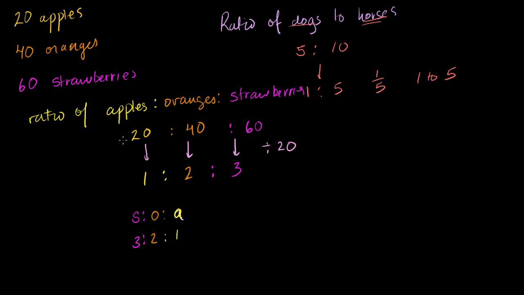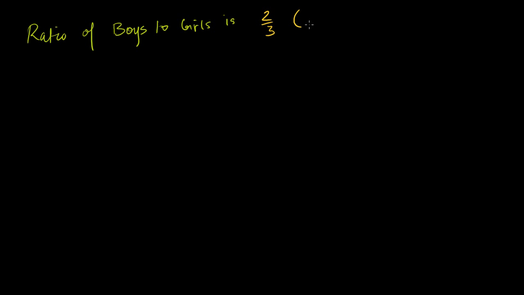Now, in all of the examples so far, I gave you the quantity of things we had, and we figured out the ratio. What if it went the other way? What if I told you a ratio? What if I said the ratio of boys to girls in a classroom is 2 to 3, which I could have also written as 2 to 3, just like that. So for every 2 boys, I have 3 girls. Or for every 3 girls, I have 2 boys.